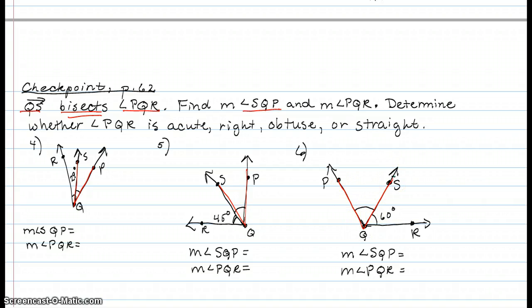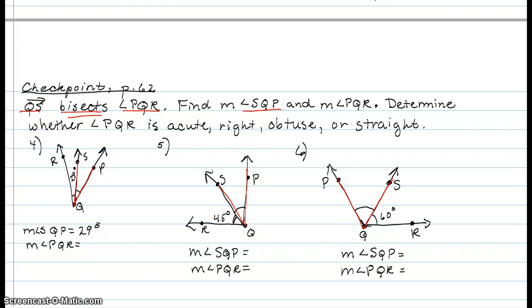And you know that the ray QS is an angle bisector. So you know automatically that the angle right next to it, which is adjacent, is going to be the exact same measure because it's congruent. So I'm going to do number 4 for you. If you look at angle SQP, it's got to be congruent to angle SQR, which is 29 degrees. So angle SQP has to be 29 degrees.